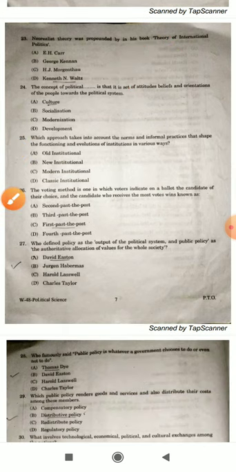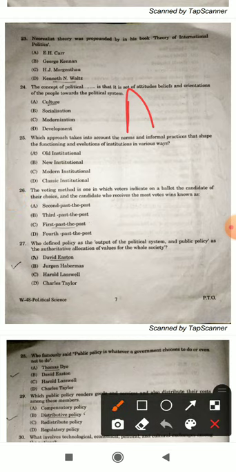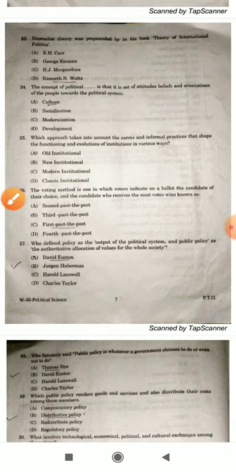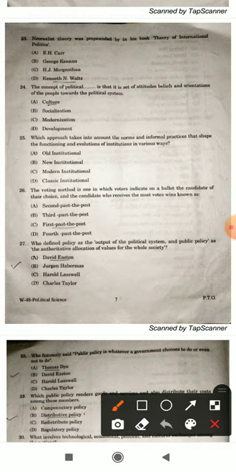Question number 24. The concept of political blank is that set of attitudes, beliefs and orientations of the people towards the political system. Answer is A. Culture. Question number 25. Which approach takes into account the norms and informal practices that shape the functioning and evolution of institutions in various ways? Answer is B. New institutional. 25 answer is new institutional.